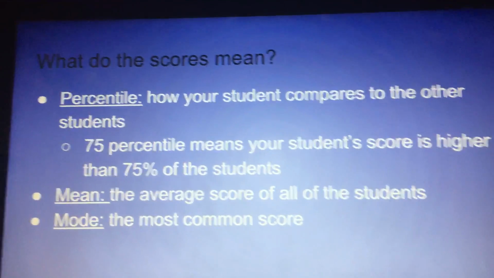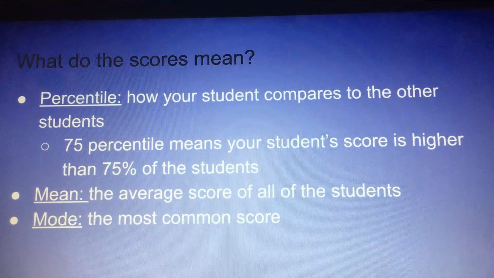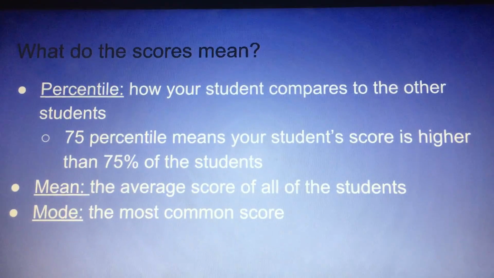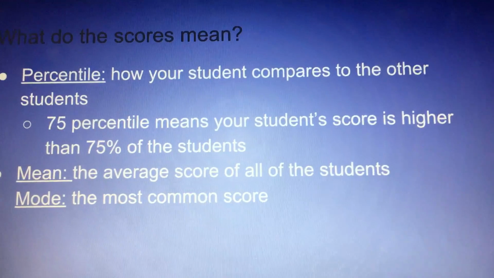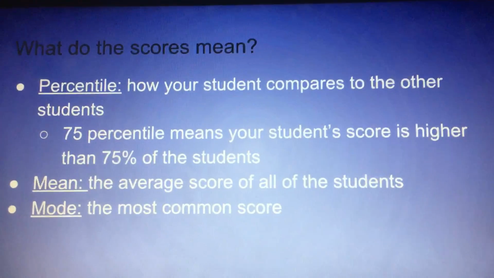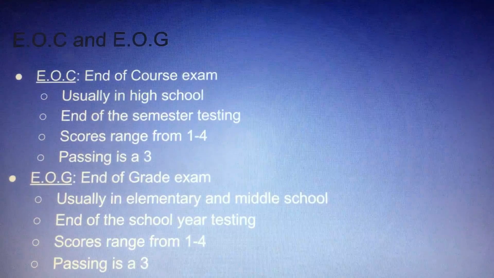Percentile is how your student compares to the other students. So a 75 percentile means your student's score is higher than 75% of the students. And so like 99 percentile would be your student's score is higher than 99% of the students. So mean would be the average score of all of the students, and mode is the most common score.